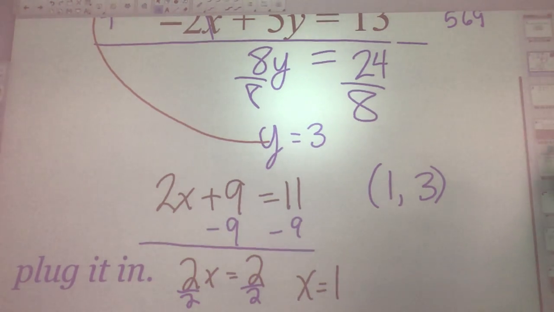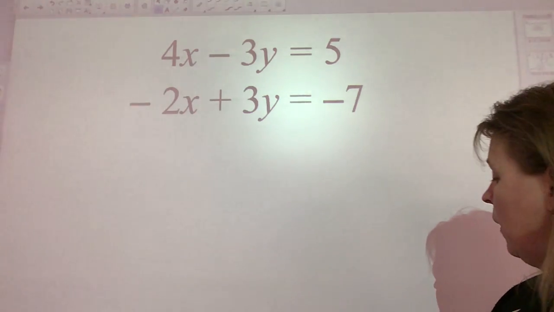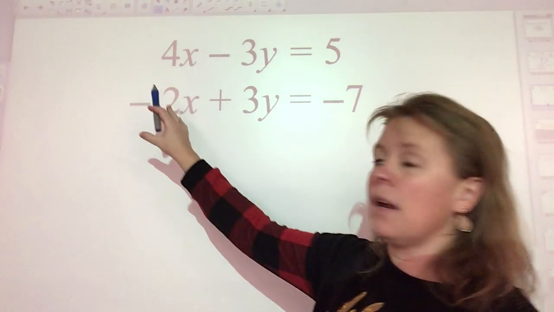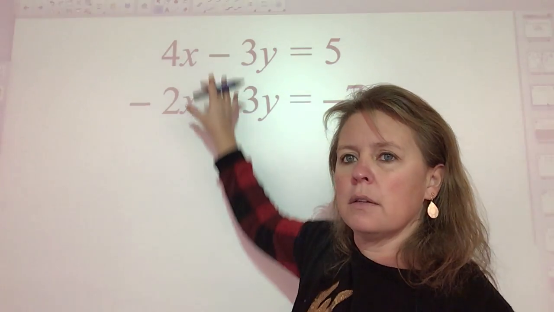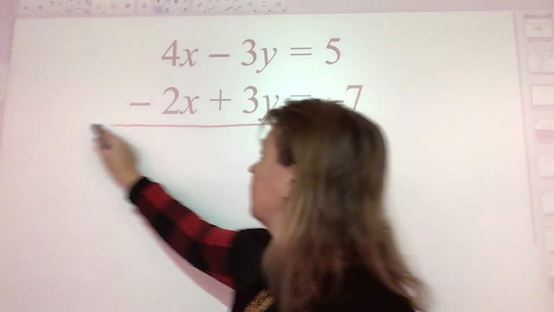All right, let's try another one. I know already some of you like elimination better. There's a couple extra steps that you haven't learned yet in elimination, but I'll get them to you. Go ahead, make sure it's all set up. There's the x's, there's the y's, there's the numbers. Underline it and add it.